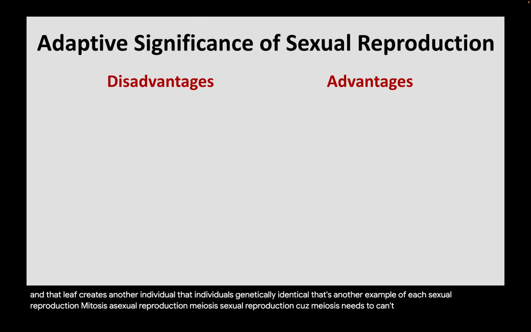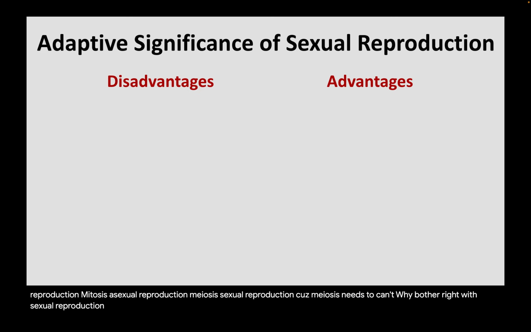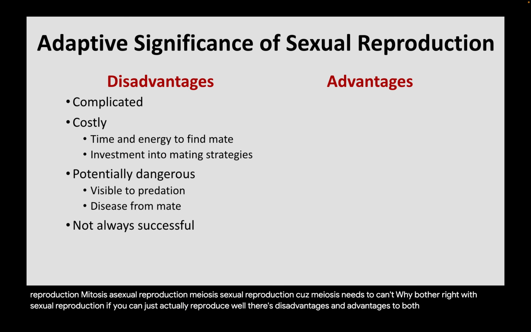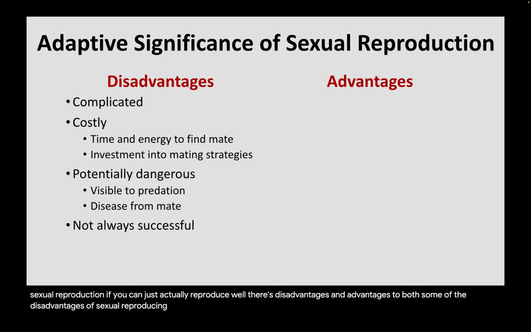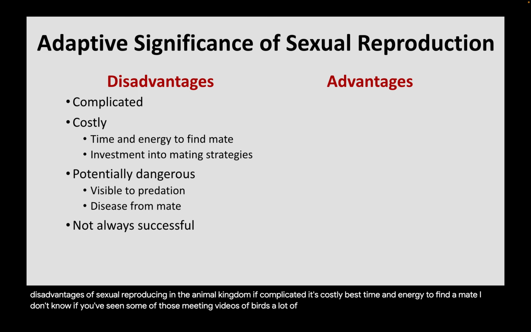Now, why bother with sexual reproduction if you can just asexually reproduce? Well, there are disadvantages and advantages to both. Some of the disadvantages of sexual reproduction in the animal kingdom: it's complicated, it's costly. You have to invest time and energy to find a mate. I don't know if you've seen some of those mating videos of birds in the tropics, where they gather a bunch of items that are blue and then have elaborate dances to find a mate. So there's a lot of investment into mating strategies.